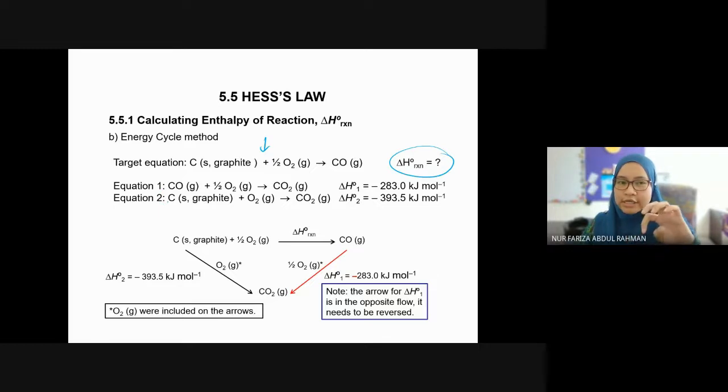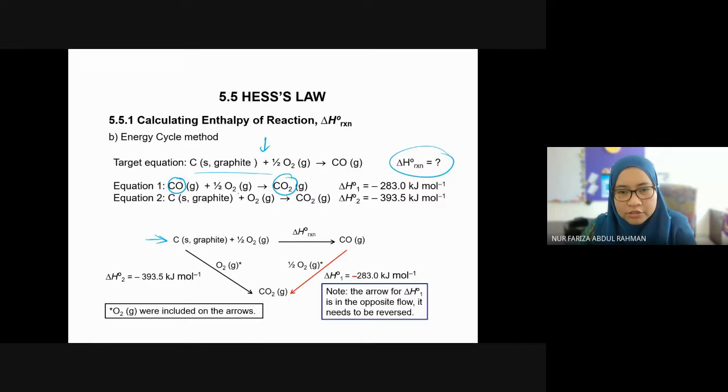Okay, how do you arrange this equation 1 and equation 2 so that you get this target equation? Okay, alright. So my tip would be, kalau saya lah, to solve this energy cycle method, I will start from the target equation first. Saya tulis the target equation, okay, and then from there kita tengok equation 1 and equation 2 dulu. Alright, so we have this, okay, so equation 1, CO producing CO2.